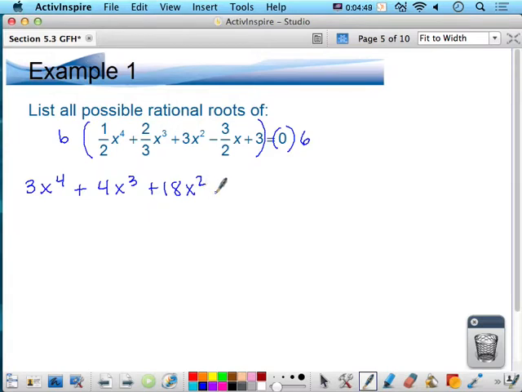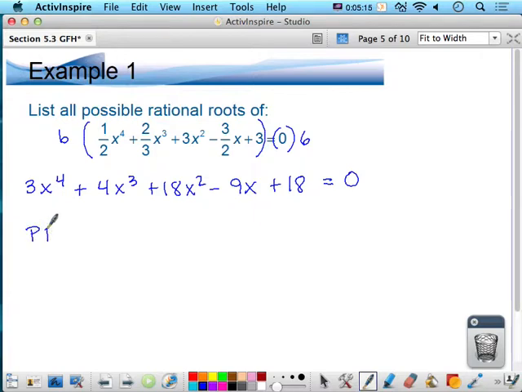Negative 3/2 times 6 is negative 9x. And positive 3 times positive 6 is positive 18. And for the right side, 6 times 0 is still 0. So now we have this polynomial in a form equal to 0 where all of its coefficients are integers. And that will allow us to generate a list of possible rational roots.